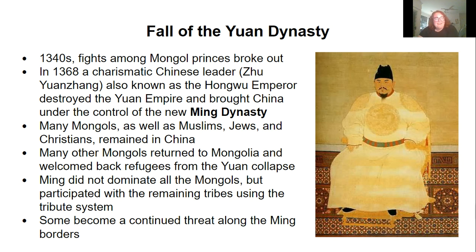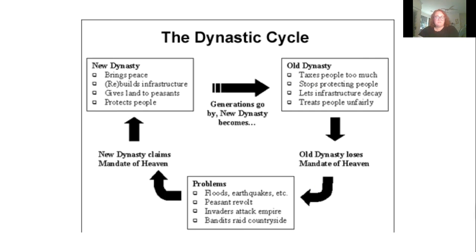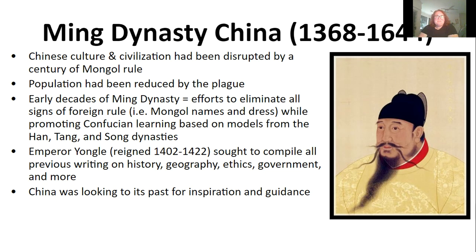The Ming did not dominate all the Mongols, but they did participate with the remaining tribes by using the tribute system. So they did bring some things back. And then some also became a continued threat along those Ming borders. So this is bringing back that dynastic cycle of change and the whole mandate of heaven.